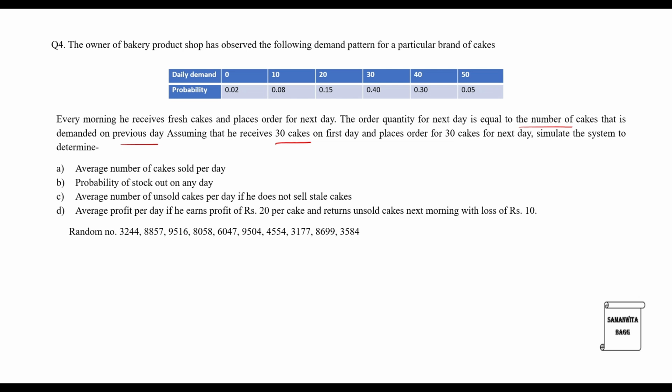Simulate the system to determine the average number of cakes sold per day, the probability of stock out on any day, the average number of unsold cakes per day if he does not sell stale cakes. This is very important. Also the average profit per day if he earns a profit of rupees 20 per cake and returns unsold cakes the next morning with a loss of rupees 10. And these are the random numbers given.